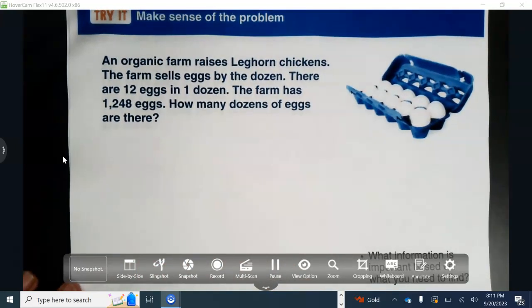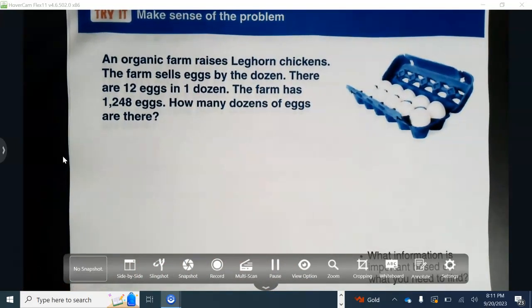All right, first read, second read. Now we're looking for information. An organic farm raises Leghorn chickens. The farm sells eggs by the dozen. There are 12 eggs in 1 dozen. The farm has 1,248 eggs. How many dozens of eggs are there?